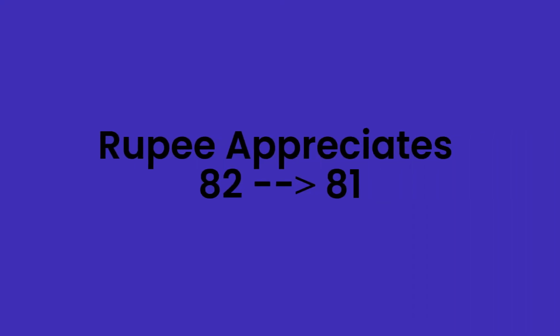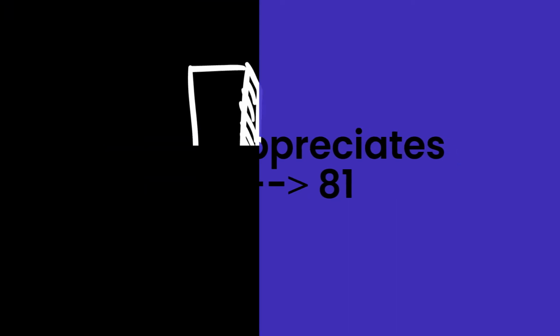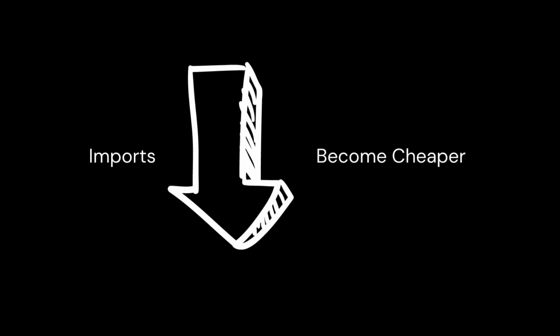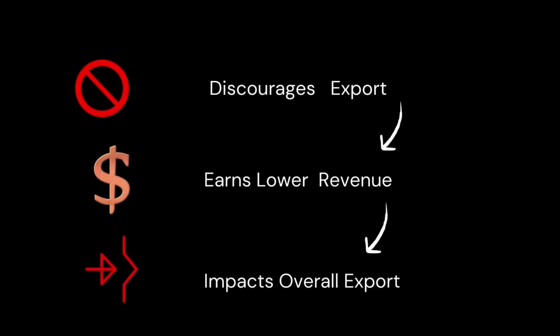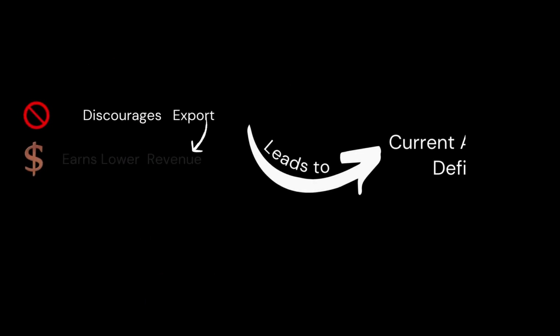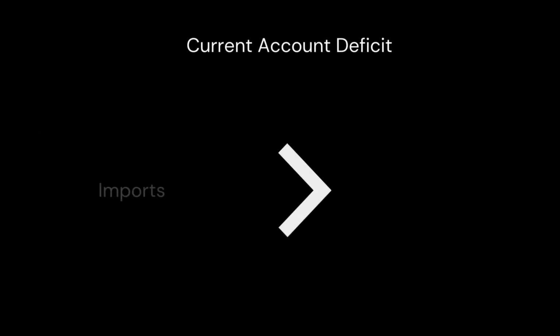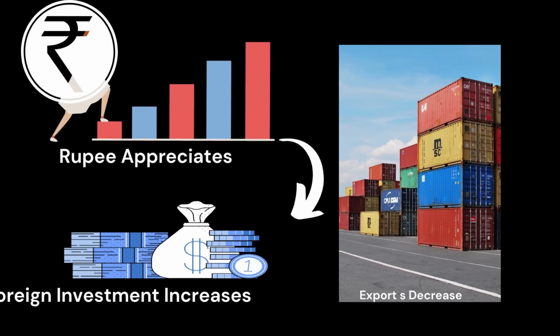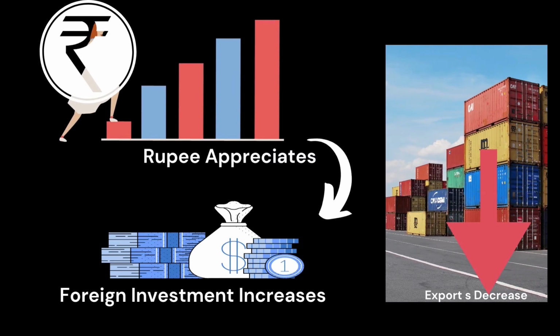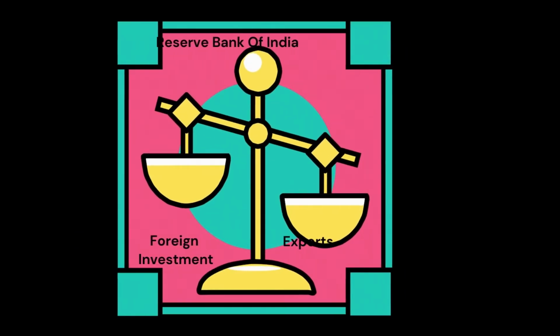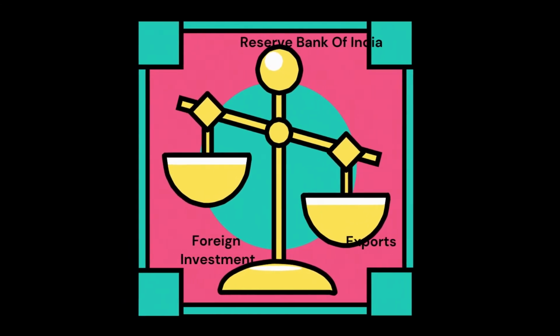So you now see, when the rupee appreciates, like we saw earlier from 82 to 81 rupees against a dollar, although imports become cheaper, this discourages exports as the exporters earn lower revenue, and this eventually impacts overall exports. This situation leads to a current account deficit, wherein the imports are greater than the exports. So, if the rupee appreciates, foreign investment increases, but exports decrease. RBI and the government need to balance between FDI investments and exports.